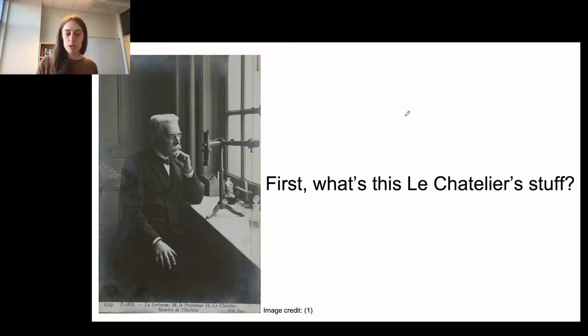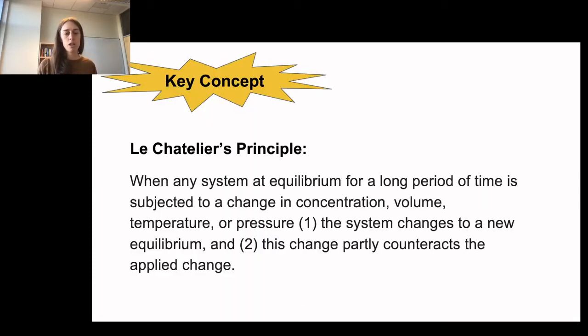So, of course, surprise, surprise, it is another white man from the history books, this time of the French variety. He studied at La Sorbonne and did a bunch of fun chemistry and came up with this principle. So this principle is that when any system at equilibrium for a long period of time is subjected to a change in concentration, volume, temperature, or pressure, a couple things are going to happen. First, the system changes to a new equilibrium, and second, this change partly counteracts the applied change.